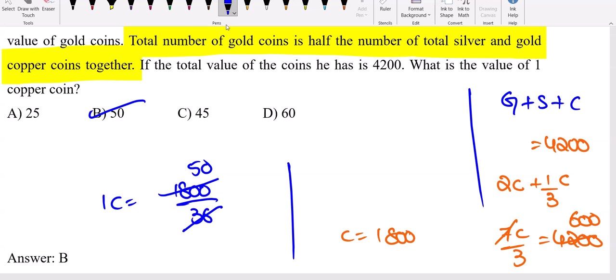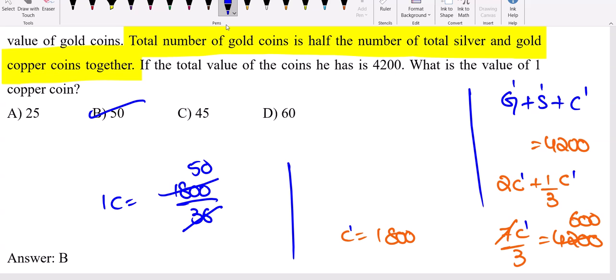See, I can put like G dash, S dash, C dash. Alright, so you see this is a bit different. You just focus here. We may do some other approach and we may fail. And here the question is: the total value of the coins he has is 4,200. What is the value from gold? What is the value from silver? What is the value from copper? So gold plus silver plus copper all together equal to 4,200.